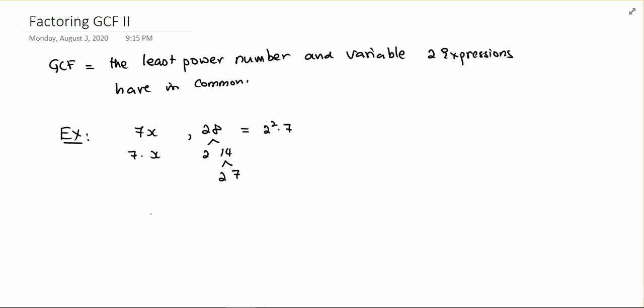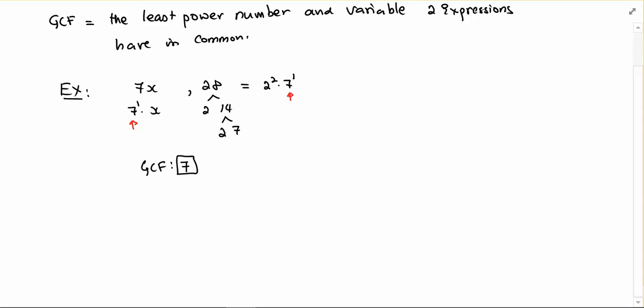So if I look for the GCF between these two, I notice that there is a 7 in common. That's it. So the GCF is going to be 7 to the first power, because that's the least powered number the two of them have in common. Okay, GCF is 7.